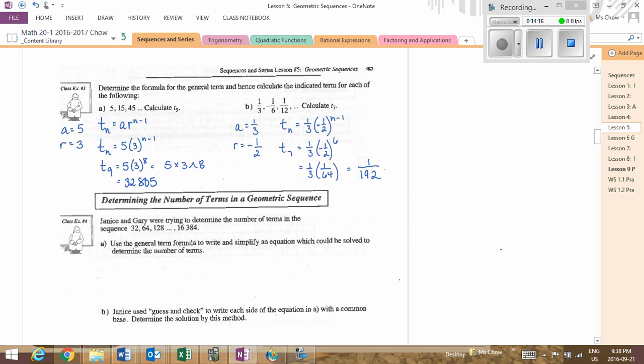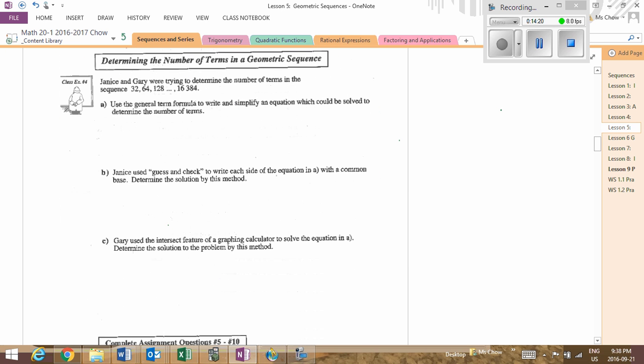Excellent. Okay, so let's take a look at class example 4. Janice and Gary are trying to determine the number of terms in this sequence. So using the general term formula, write and simplify an equation. So what do we know again? We know that A is 32. We can see here, how are we getting to each one? So R is equal to 2, or we could divide 64 by 32 and check that with the next one. And what do we know in this case? We know our Tn value is 16,384.